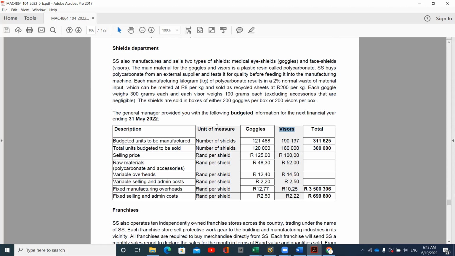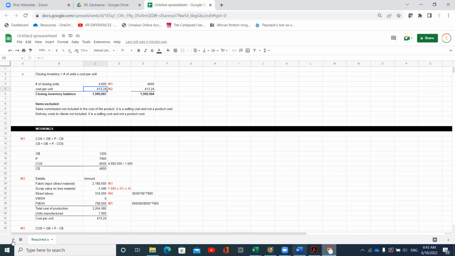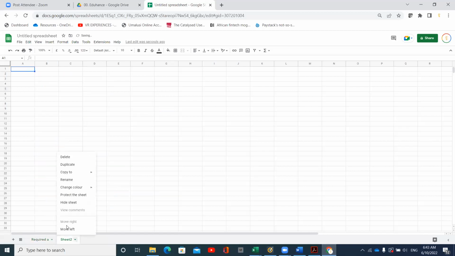So here they're telling us the general manager provided you with the following budgeted information for the next financial year ending 31 May 2022. So here we have budget information for the year 2022. Okay, very important. They're giving us the various information: budgeted units manufactured, total units budgeted to be sold, selling price, raw materials, variable overheads, variable selling and admin, fixed manufacturing overheads, fixed selling and admin. Okay, so let's have a look. I will go back into Google Sheets. So we're going to do required C. Okay, so required C.